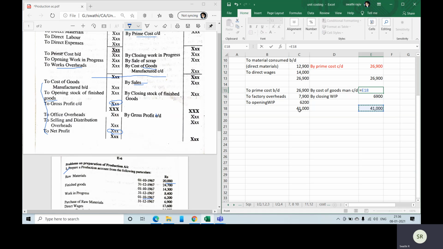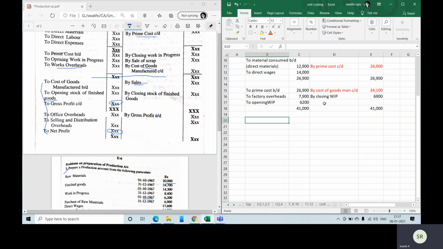41,000 minus 34,100 is your cost of goods manufactured carried down, or in other words, this is nothing but your cost. Okay, now I told you till here is more or less your manufacturing account. From here, whatever we are going to do is going to be your trading account. This is going to be your trading account.